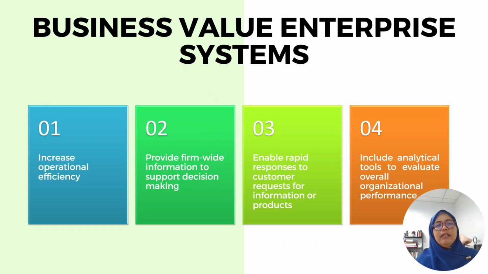And the last part for the enterprise system is about the business value. What we can get from the enterprise system. The first one, it will increase operational efficiency, meaning that all the divisions will work together to make it efficient. Number two, it will provide firm-wide information to support decision making, to make sure that the management can make decisions faster compared to the traditional method.